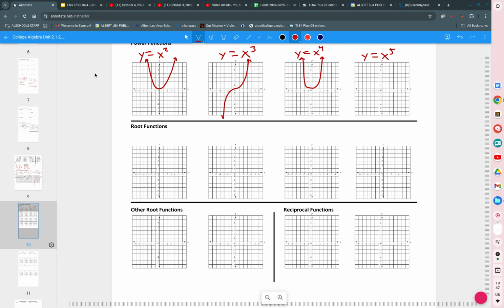I'm not asking you to show that difference on the test. If you graphed x squared and x to the fourth, they look the same, that's fine. The point is that you understand that those look similar to each other. Whereas x to the fifth looks a lot more like x to the third. It's a little bit more flattened out at 0 than x to the third is.